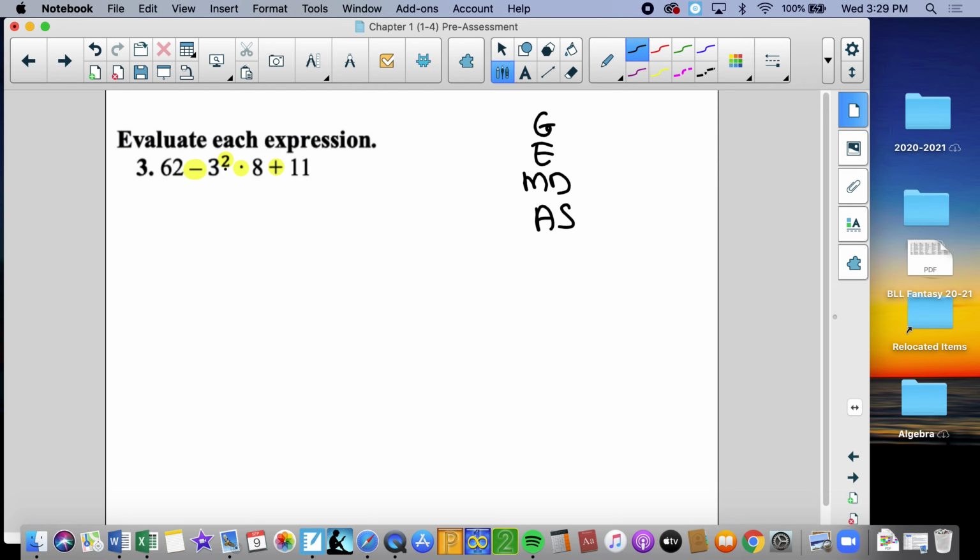Now, here's our exponent. What's the base of it? It is 3. So we're doing 3 squared. That negative is not attached to it because there are no parentheses. So that becomes 62 minus 3 squared, which is 3 times 3, or 9, times 8 plus 11.